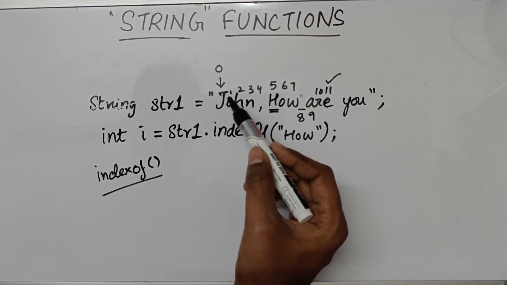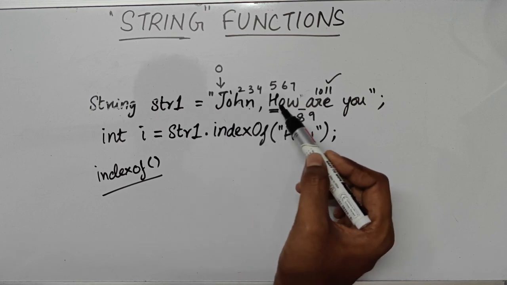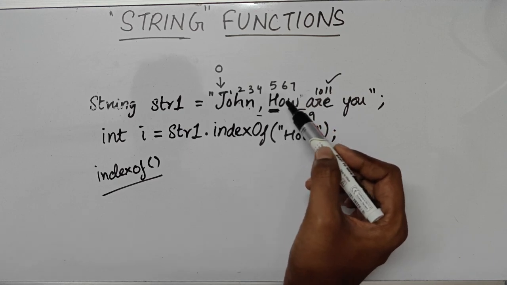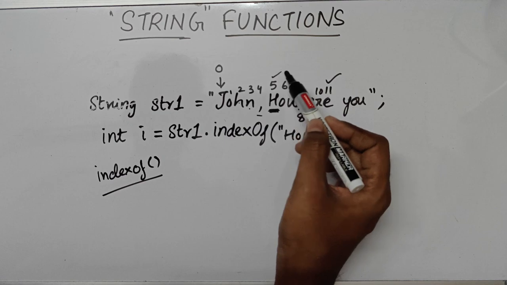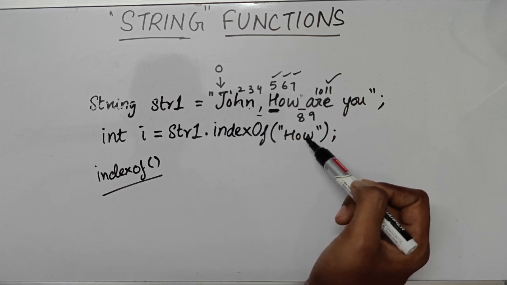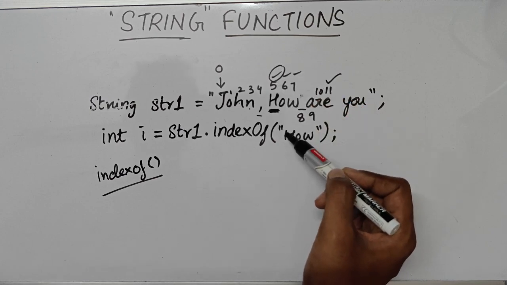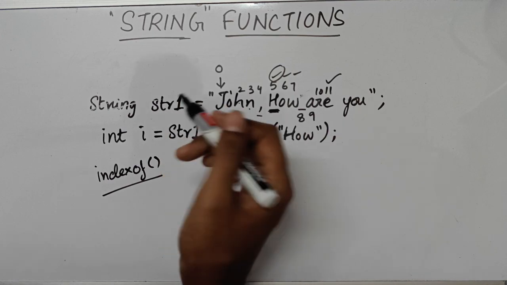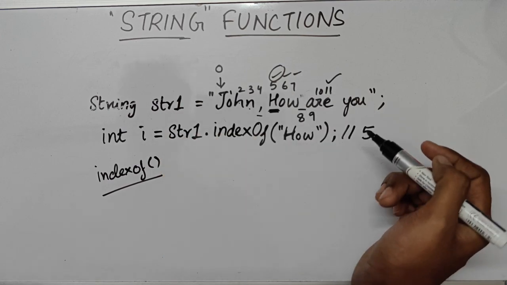So as I have explained earlier, J will start from index number 0, 1, 2, 3, 4 is the comma, and 5 is the index of H, 6 and 7. So what will this give? Will it give 5, 6 and 7 because there are 3 characters in this string? No, it will just give 5. It will give the starting index of the string which has been found in the given string. Okay, so this is going to give the output as 5.